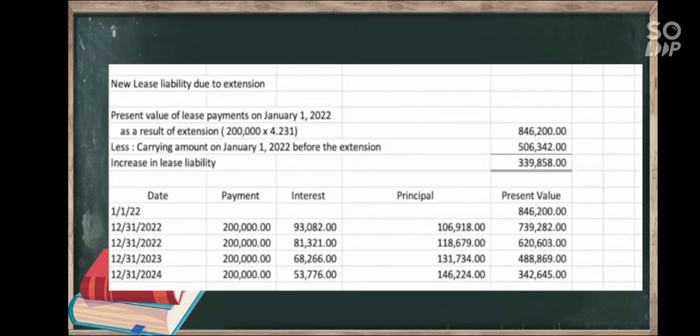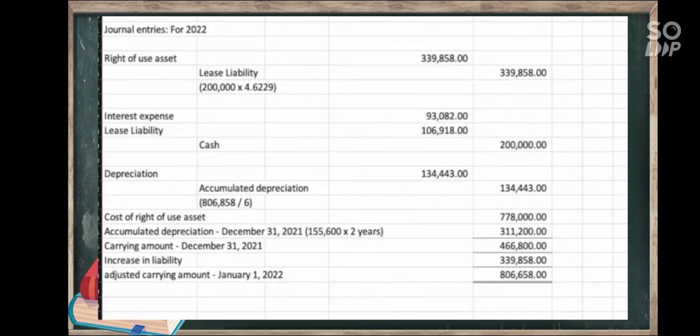Now to the table again. So, the present value of 846,200 is multiplied by the interest of 11%. Same as before, the payment less the interest is our amortization. Again, by December 31, 2024, the present value is 342,645.